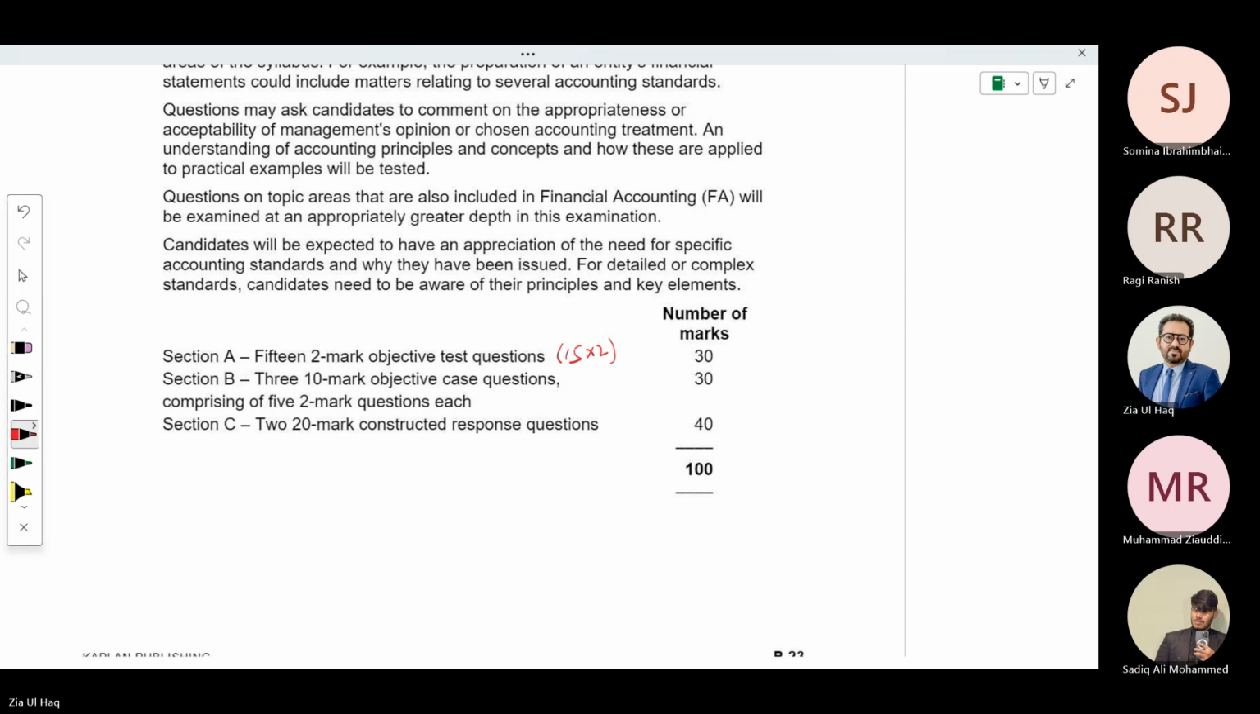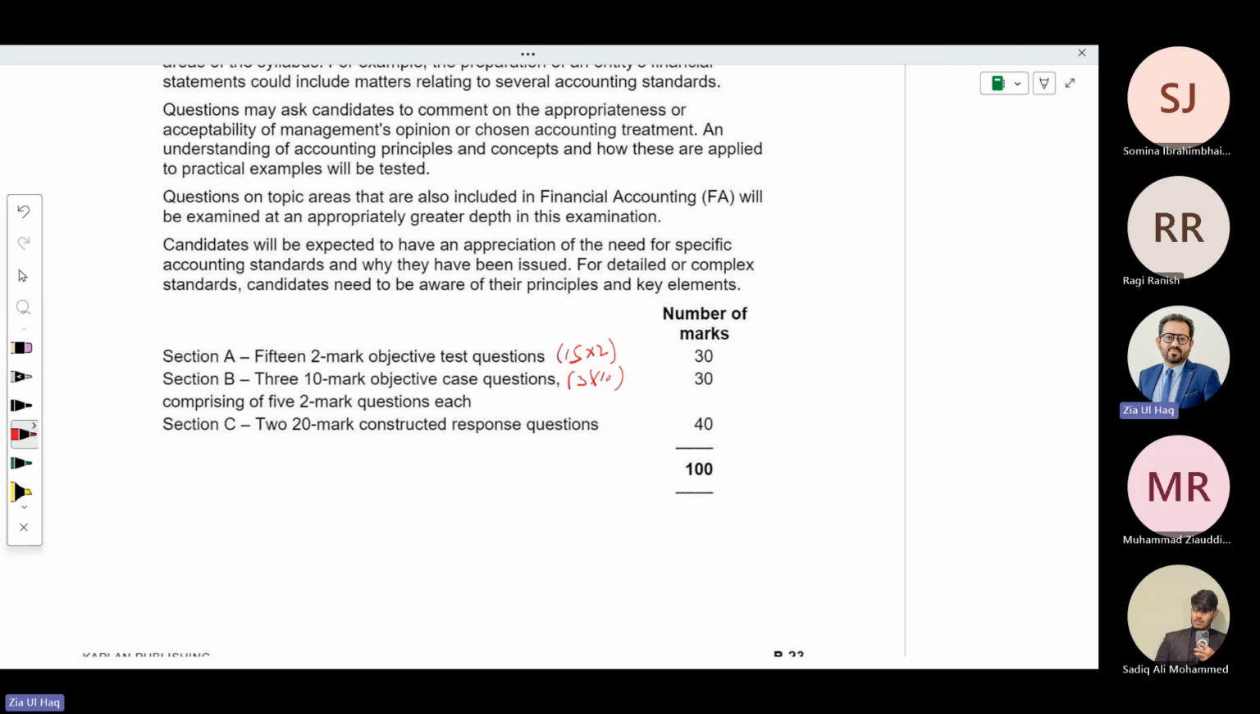In section B, you will face three 10 marks questions, and each question will be divided into two parts of 5 marks each. I mean, there will be some short calculation based questions based on accounting standards and knowledge. In these questions, the examiner will test some accounting standard knowledge separately.